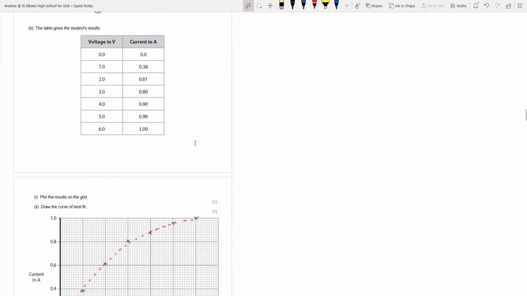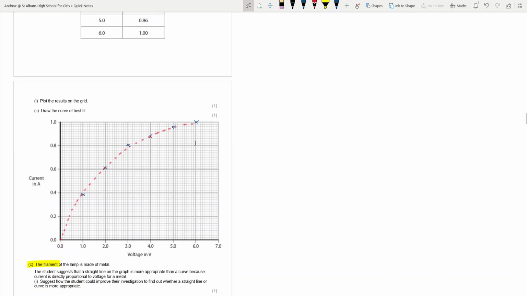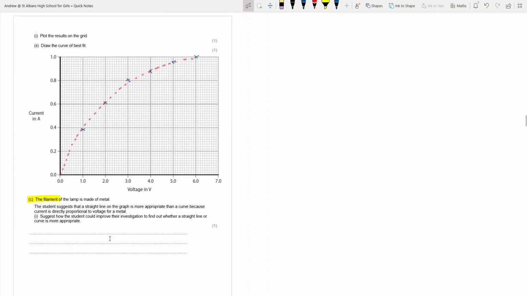Okay, then we have some data. Plot the results on the grid. It's only a 1 marker because they've done the scales and things for you. So it's plot this data, and it's quite nice and easy data because it goes along there very nicely. And then draw the curve of best fit. Okay, again, so it's drawing that. They are hard to draw freehand sometimes, curves. 2 marks for plotting some data.